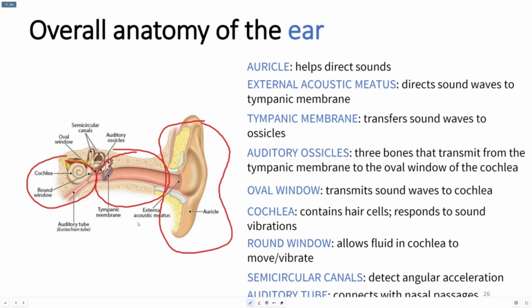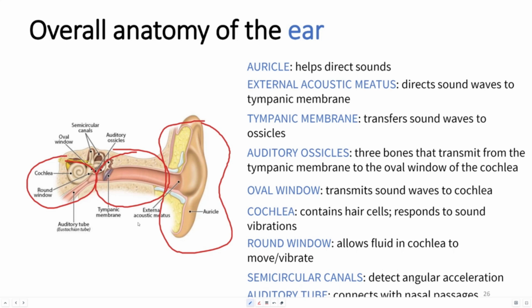of the inner ear. There are also skeletal muscles of the middle ear called the stapedius and tensor tympani that serve to protect the ear receptors by resisting any kind of abnormal amounts of vibration. There are two membrane-covered openings located in the bony regions that separate the middle ear from the inner ear. This is going to be the oval window and the round window. The oval window, which we just said, transmits sound waves to the cochlea, the inner ear, and the round window allows fluid in the cochlea to move and vibrate.